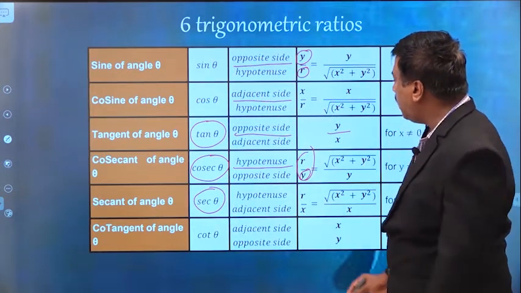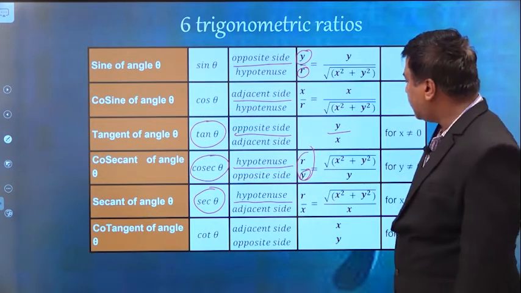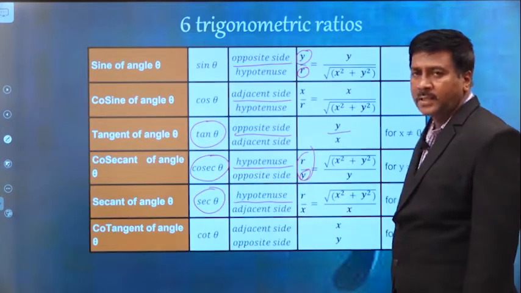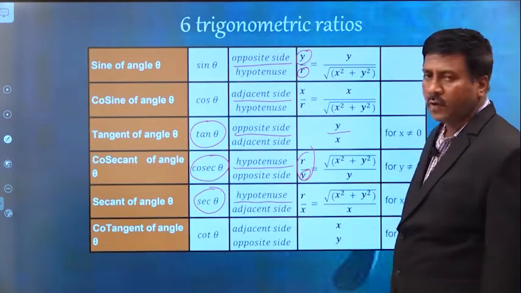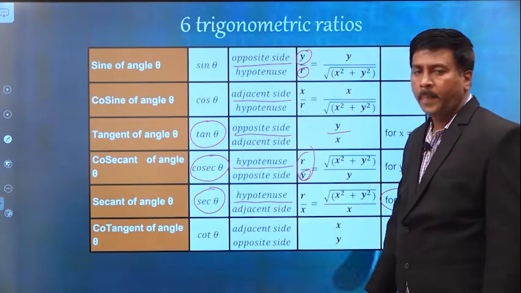Likewise, another ratio is secant theta. Secant of the angle is hypotenuse by adjacent side, which is the reciprocal of cos. Therefore it is equal to r by x, which is square root of x square plus y square by x. Here x must not be equal to 0.